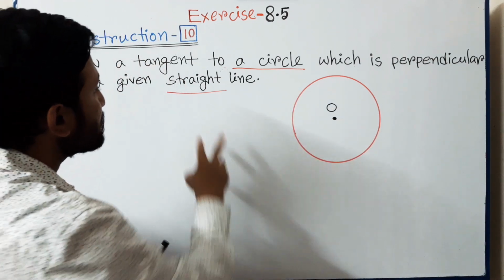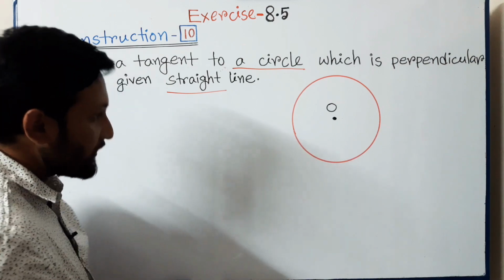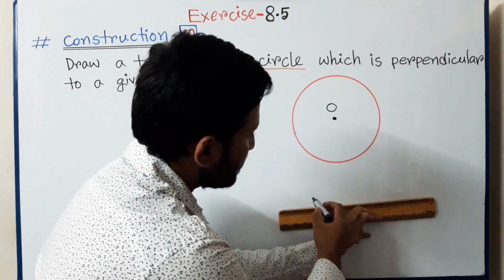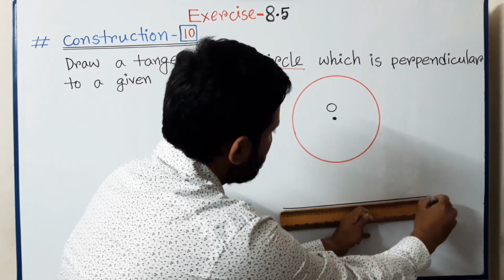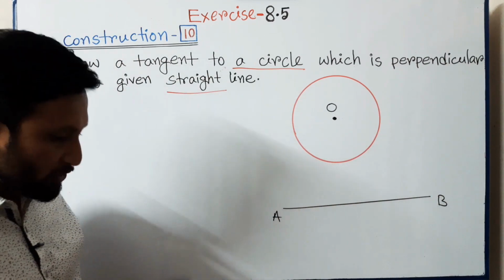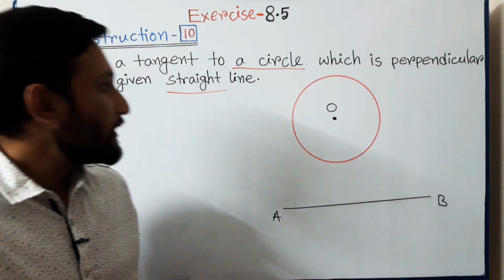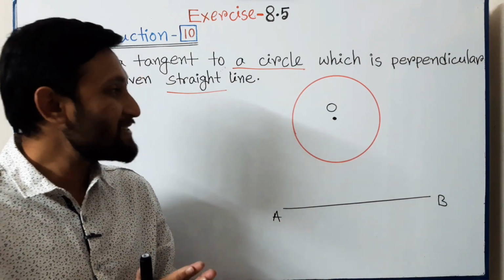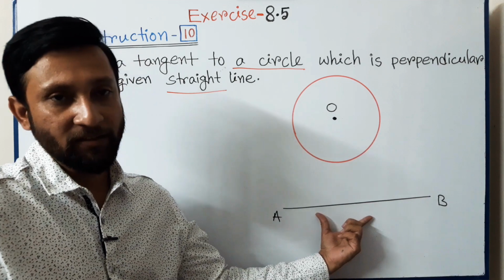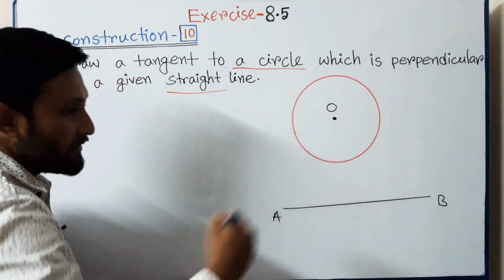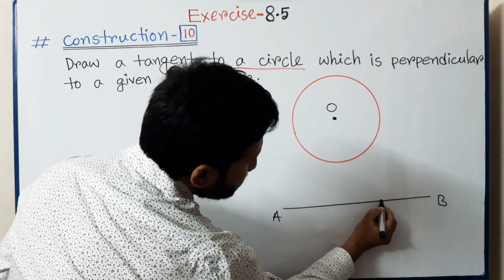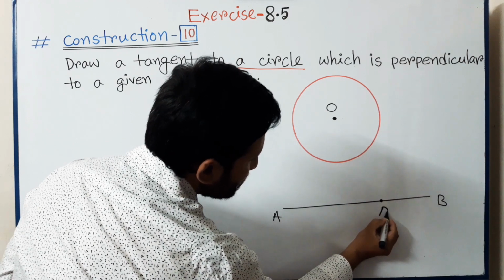Now according to the question, a straight line is also given. So draw a straight line. Suppose this is a straight line AB. Mark this straight line AB. Now we have to draw a tangent on this circle to this straight line. So at first, select any point on this straight line. Suppose this is point P.